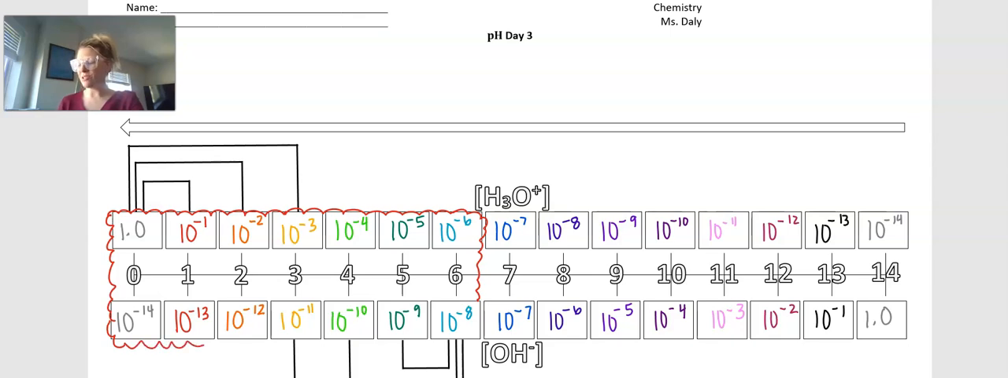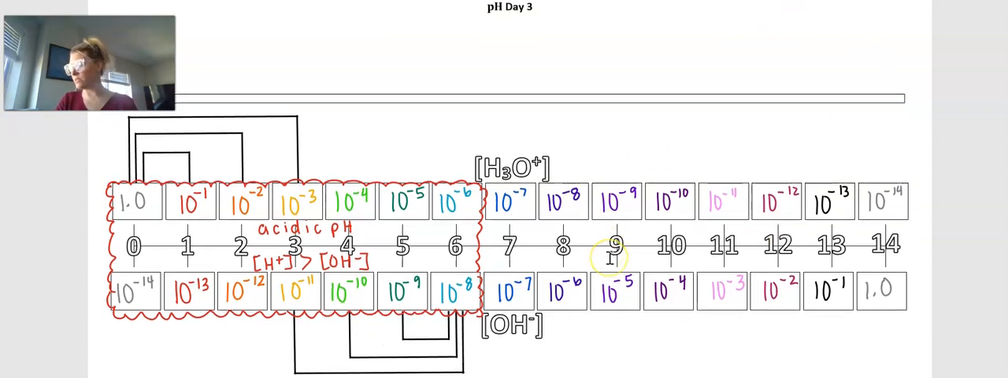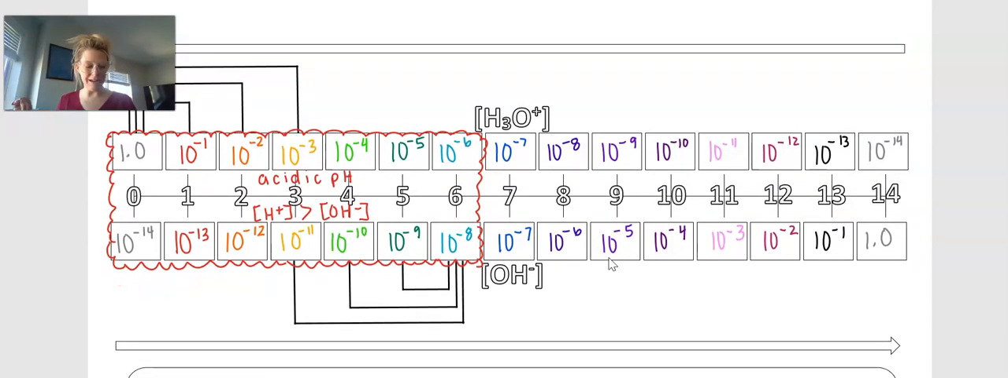And what makes a solution acidic is the fact that it has more hydronium than it does hydroxide, okay? So these are acidic pH values, and they have a greater concentration of H plus or H3O plus compared to OH minus, okay? And so as we are going from left to right across that pH scale, notice that I have two arrows here. I want to focus on this bottom arrow here.